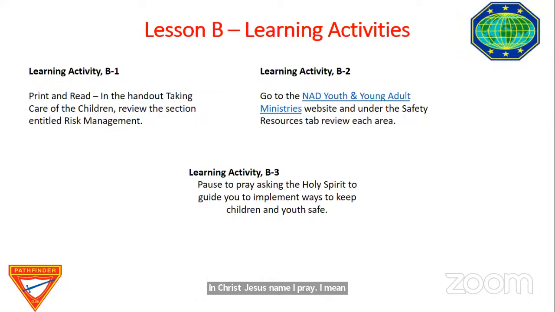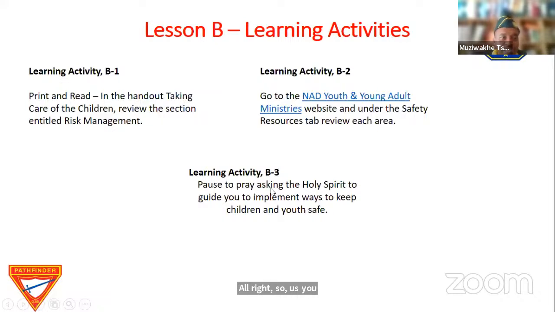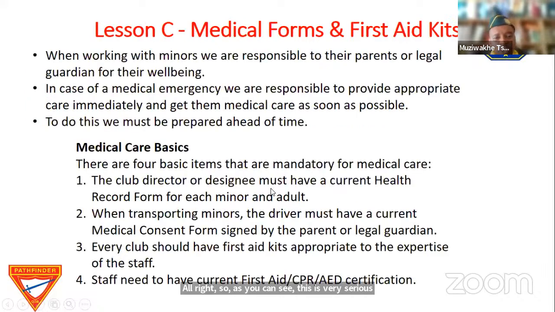Amen. All right. So, leaders, you can see this is very serious. The issue of child safety. We do not take it lightly, and I really encourage us to take it seriously. Now, the next lesson, lesson C, we are going to touch on medical forms and first aid kits.